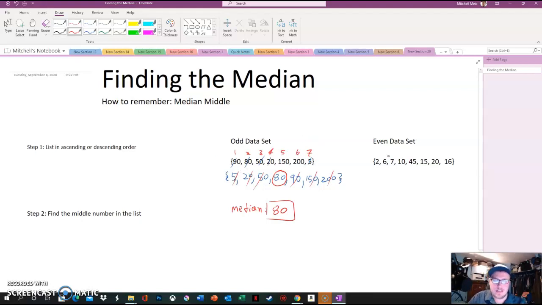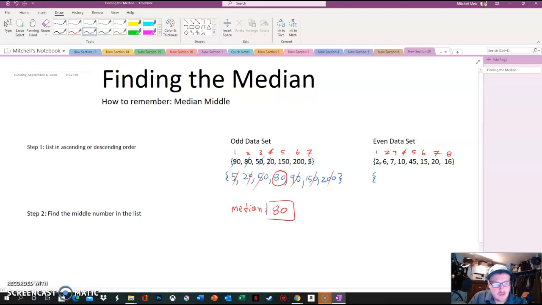Now let's do an even data set. So this one has 1, 2, 3, 4, 5, 6, 7, 8. It has an even amount of numbers, so I will have to do it a little bit differently. So let's first order it like we did before.